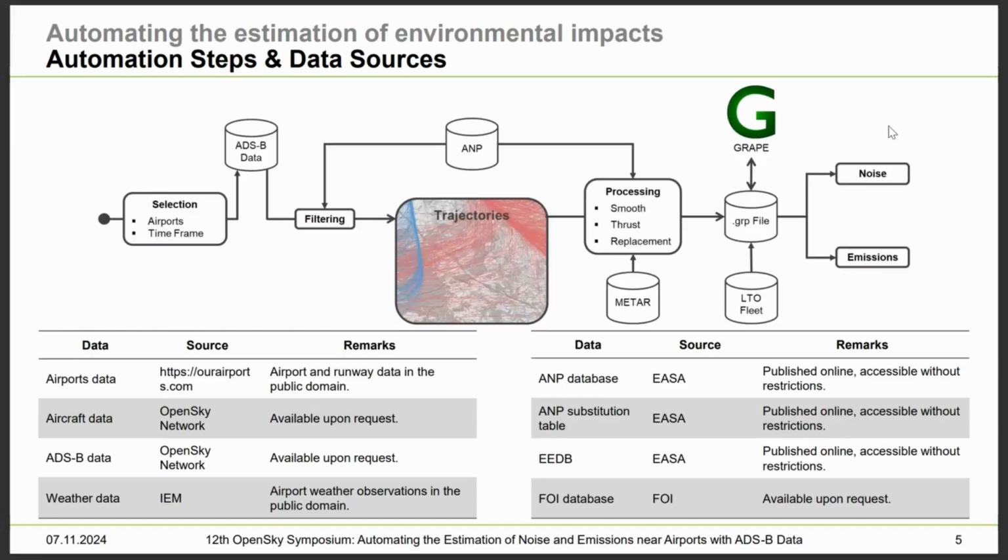We then use here these databases which are used by the models I mentioned in the previous slides. The NOC29 noise model uses mostly the ANP databases, and for emissions I need these two on the bottom to get those LTO values.